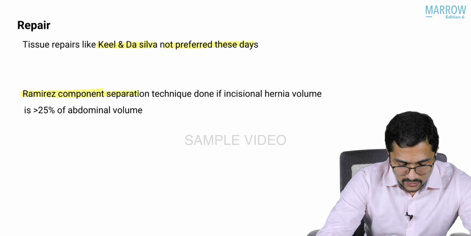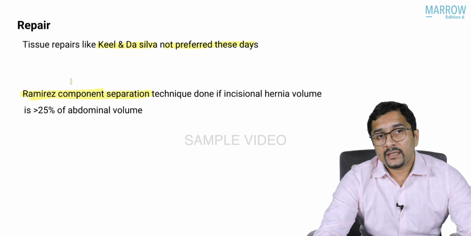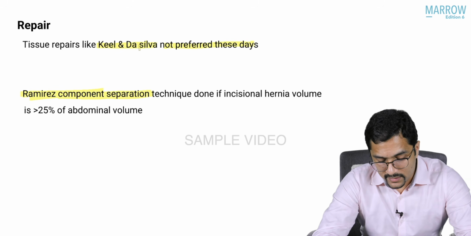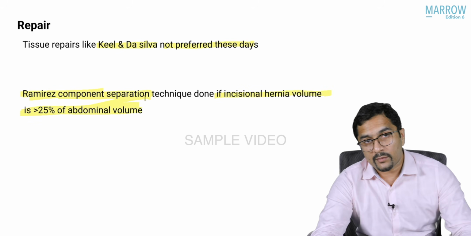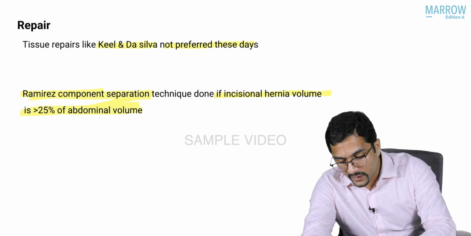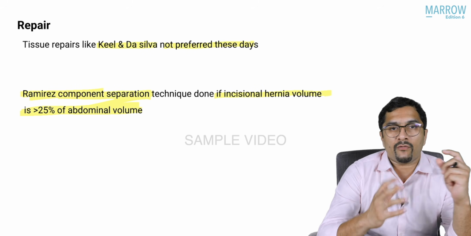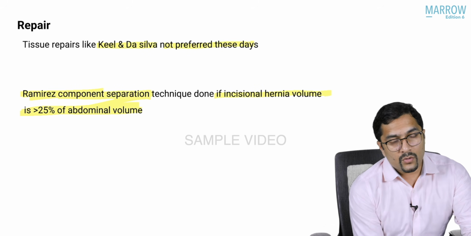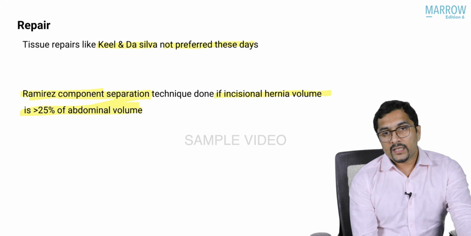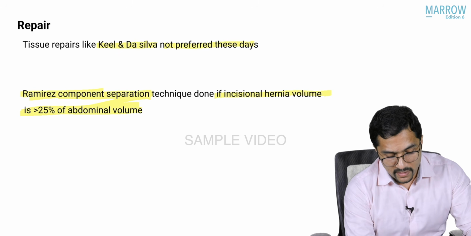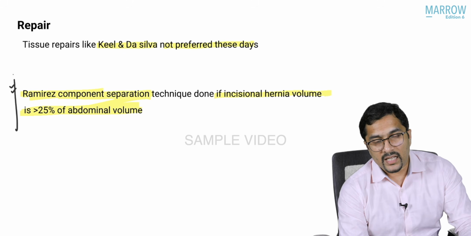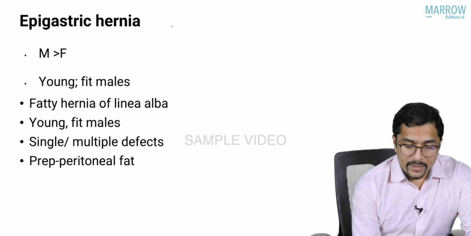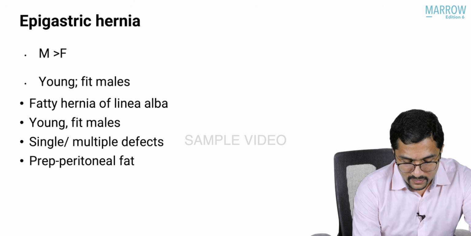This is very important: Ramirez component separation. This has been given in Bailey and in Sebastian. This is done if the incisional hernia volume is more than 25% of the abdominal volume. Then we fear that there will be loss of compartment, because if you close such a big defect, there will be loss of domain, which is why we do a Ramirez component separation technique where we give releasing incisions over the abdomen.